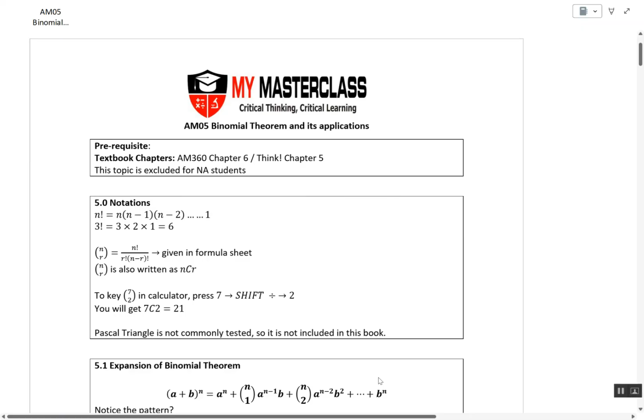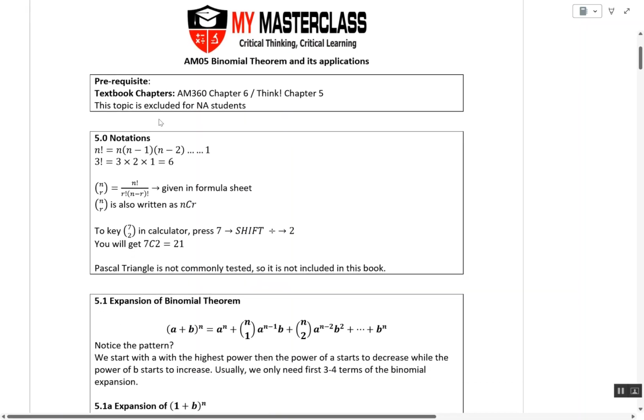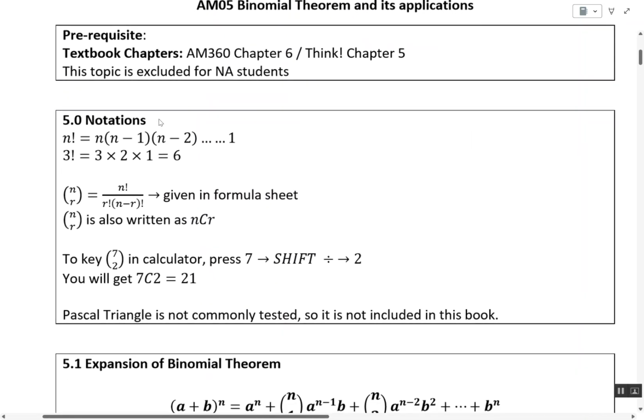So this is your chapter for binomial. Before we move into binomial itself, there are some notations, basically the mathematical symbols or operations you need to understand. Over here there's an exclamation mark. This is what we call n factorial.